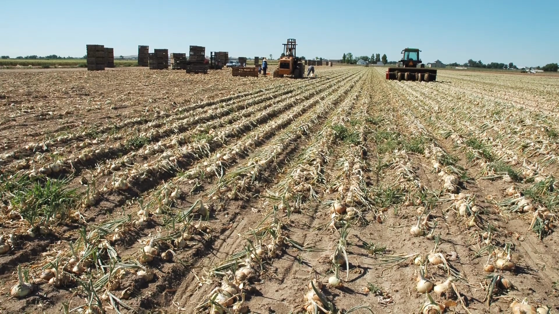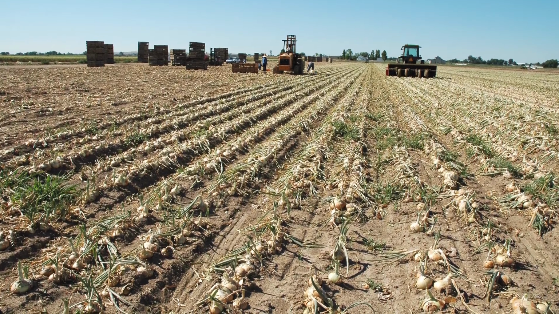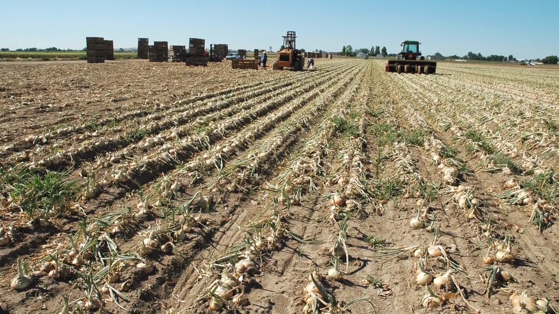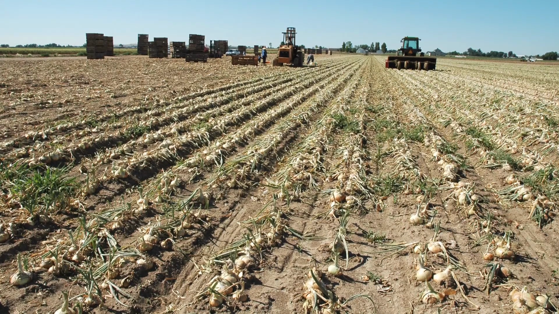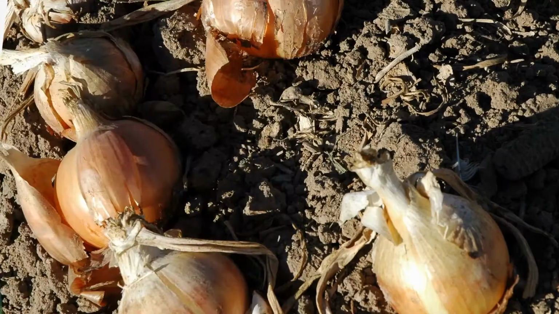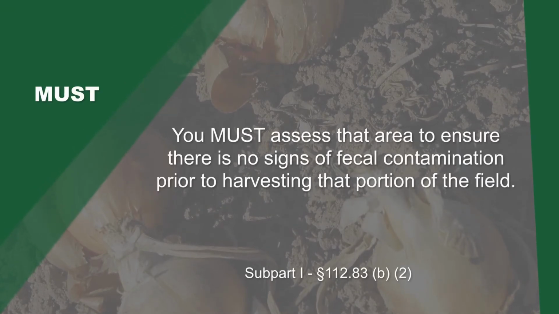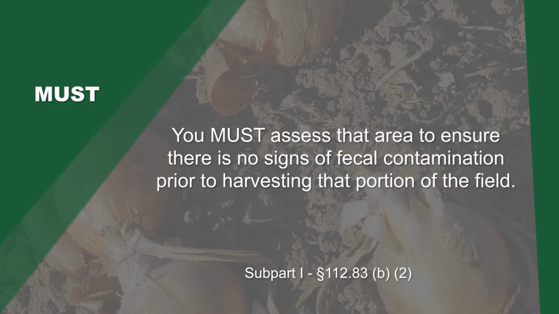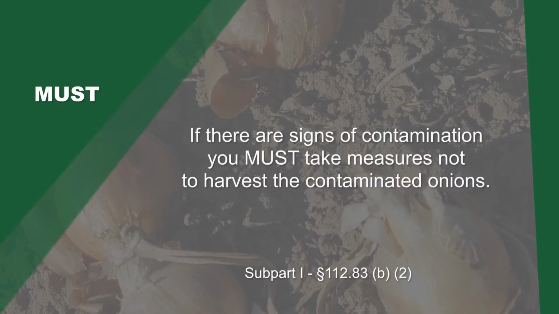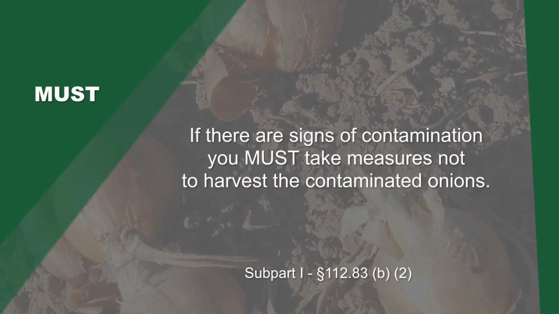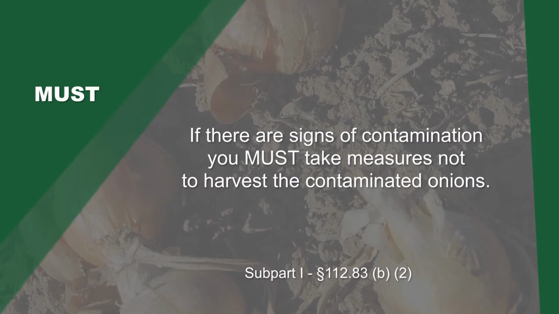For example, you have been curing onions for the last 7 days, and during your pre-harvest assessment the day before harvest, you notice a large flock of birds in the corner of your onion field. You must assess that area to ensure there is no signs of fecal contamination prior to harvesting that portion of the field. If there are signs of contamination, you must take measures not to harvest the contaminated onions.